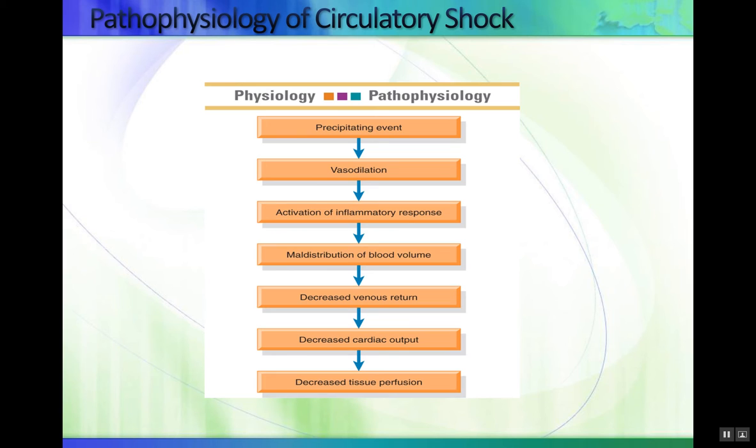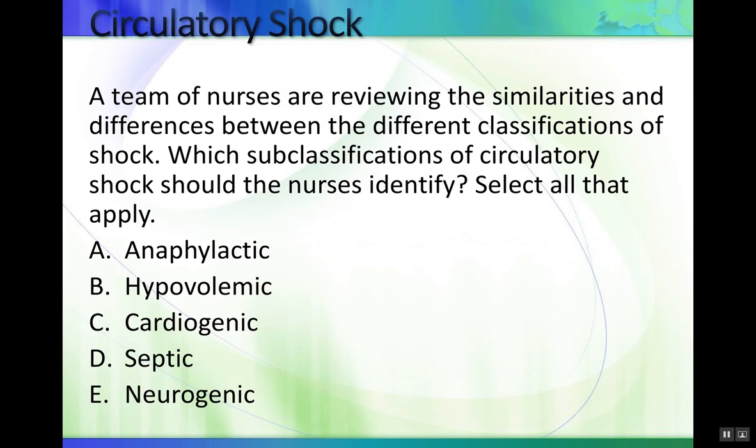You have your vasodilation, you have the inflammatory response, the maldistribution of your blood volume, your decreased venous return, your decrease in cardiac output, and your decrease in your tissue perfusion. They'll all have that pathophysiology, but the mechanisms are what's going to be different in this. So that's important to look at. And again, it starts really at the very bottom of page 300, and it really starts on 301.